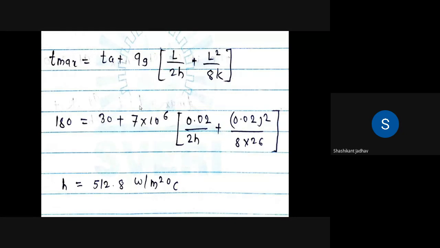तर तुम्हाला कुठलं इक्वेशन यूज करायचं हे समजलं पाहिजे. आता आपल्याला टी मॅक्स दिलंय, सो फ्रॉम दॅट वी हॅव टू अंडरस्टँड वी हॅव टू यूज दी टी मॅक्स इक्वेशन, but they are saying that we have to calculate the value of H, so we have to use the equation of T max. In that H is there, so this is the equation for that. T max is equal to TA plus Qg into bracket L by 2H plus L square by 8K. So by putting all the values, we get the value of H, that is 512.8 watt per meter square degree Celsius. So all of you write down this. This is the equation for solving this problem, and from that we get the value of H.